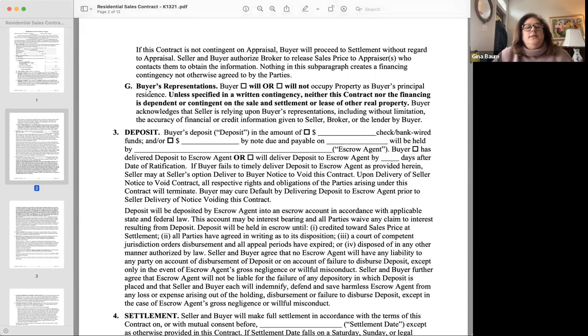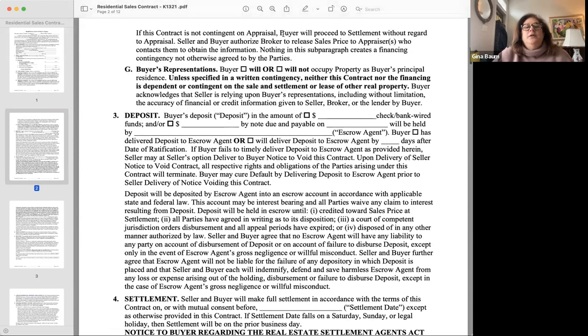If this contract is not contingent on appraisal, buyer will proceed to settlement without regard to appraisal. Okay, so no appraisal occurred, buyer is going to settlement. That's what would happen sometimes on a cash deal. They don't even get appraisals. So just know that. Seller and buyer authorize broker to release sales price to appraisers who contact them to obtain the information. Nothing in this subparagraph creates a financing contingency not otherwise agreed to by the parties.